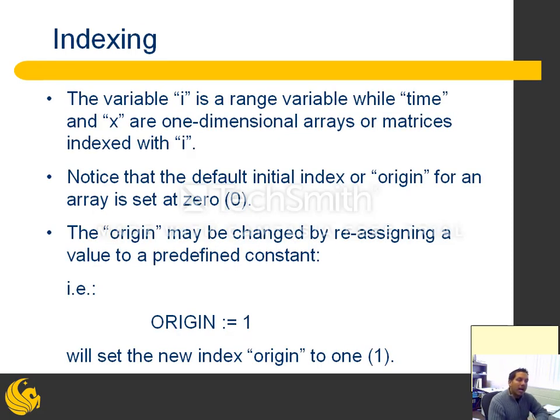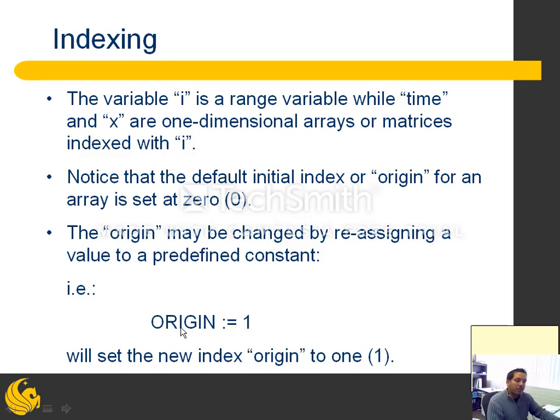The variable I is a range variable, while time and x are one-dimensional arrays or matrices indexed with I. Remember that a one-dimensional array or vector is a matrix that only has one column. Notice that the default initial index or origin for an array is set to 0. All arrays begin with 0, column 0 to 10 in this case, or row 0 to 10. The origin may be changed by reassigning a value to a predefined constant.